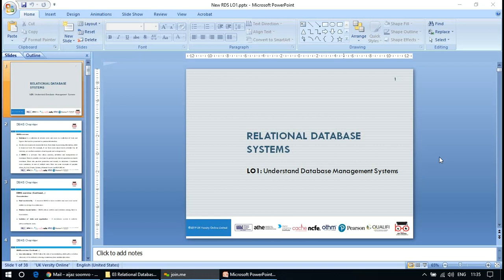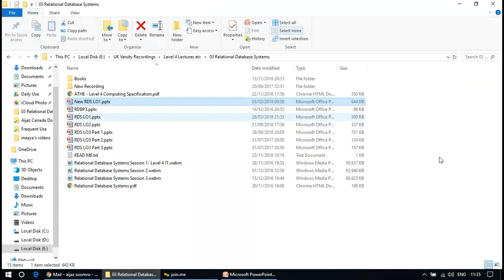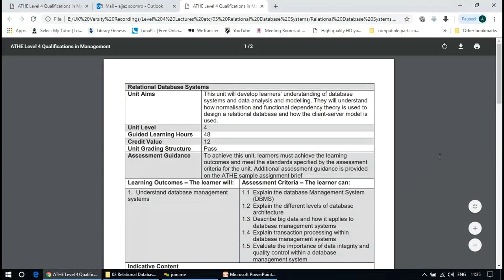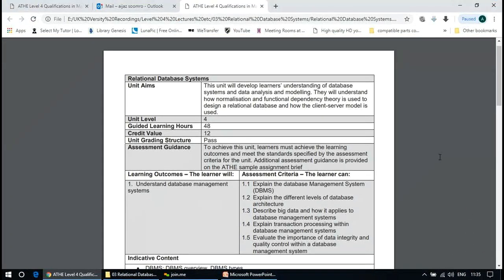Today's session is on relational database systems, which is one of the units of your level 4 course. This unit will develop learners' understanding of database systems, data analysis and modeling. They will understand how normalization and functional dependencies theory is used to design a relational database and how the client-server model is used.